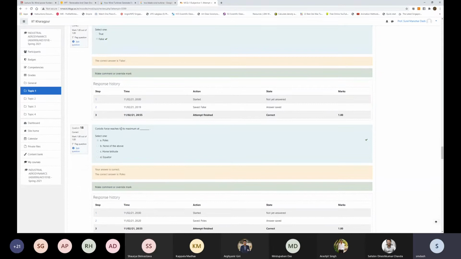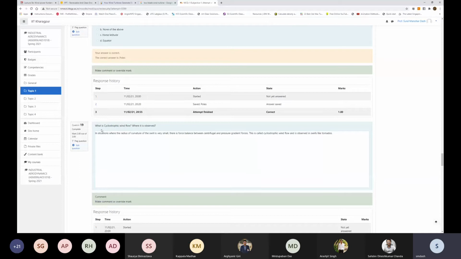Coriolis force reaches its maximum at the poles. Its minimum value is at the equator, maximum is at the poles. Right. Then the next question is, what is the cyclostrophic wind flow?